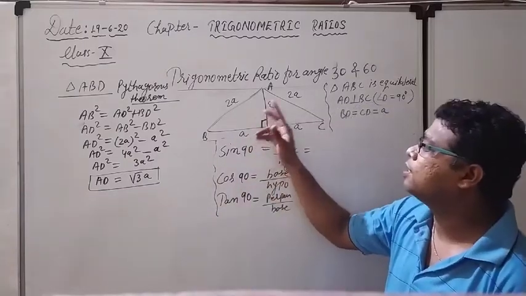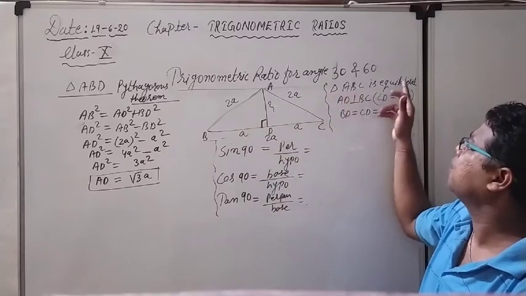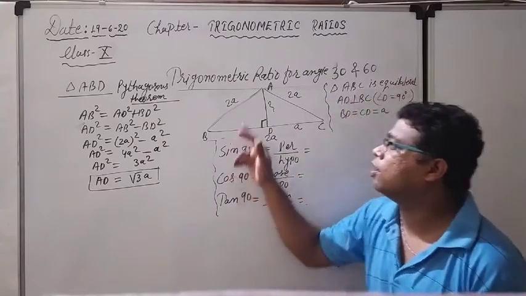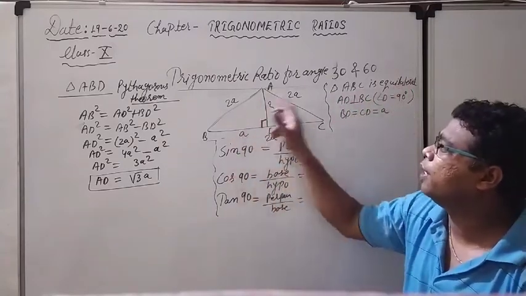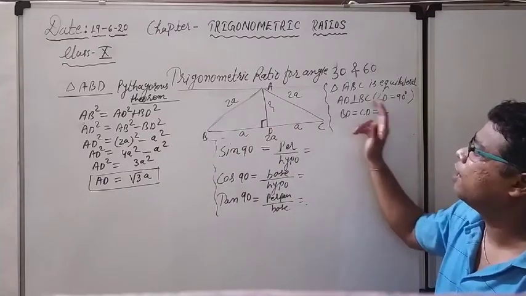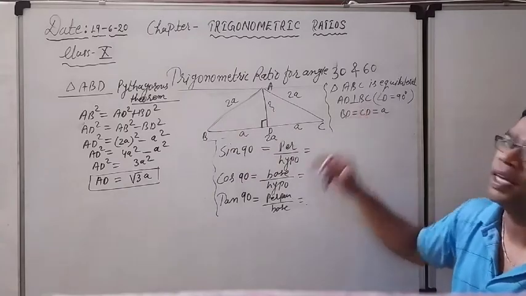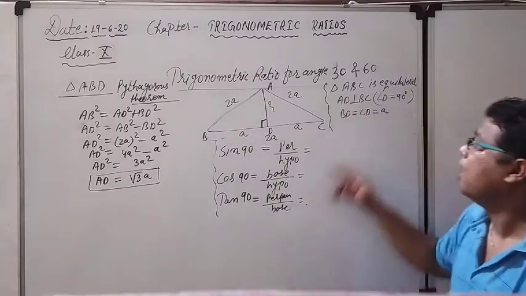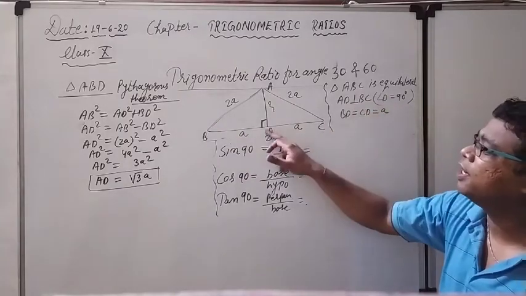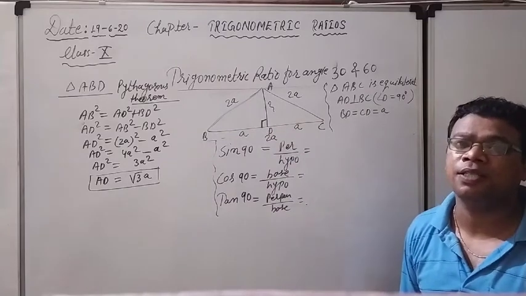This is the figure, the equilateral triangle. You can see ABC is an equilateral triangle, and all three sides are equal to a. After that, we have drawn AD perpendicular to BC. I have written here AD perpendicular to BC, and by this we can say angle D is 90 degrees.